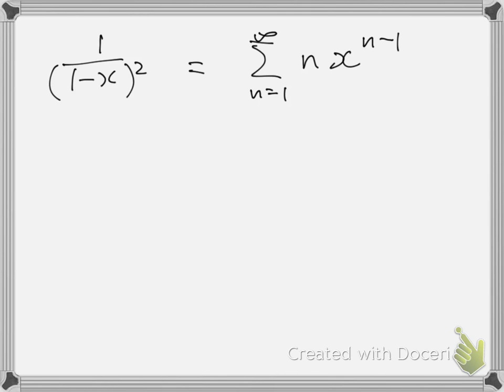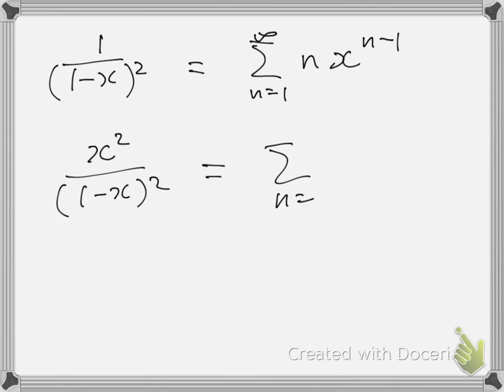We should multiply by x squared first. And if we do that, our series will become n x to the n minus 1 times x squared. But because x squared goes inside, it can be rewritten as x squared here. And if you simplify, x to the n minus 1 and x squared together give you x to the n plus 1.